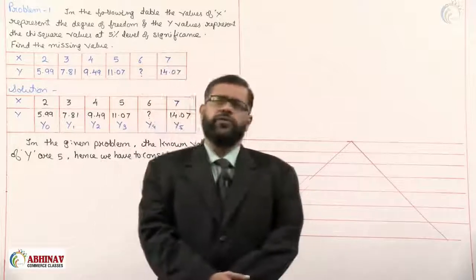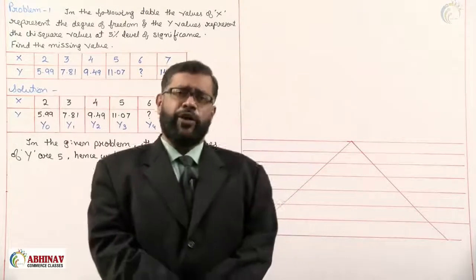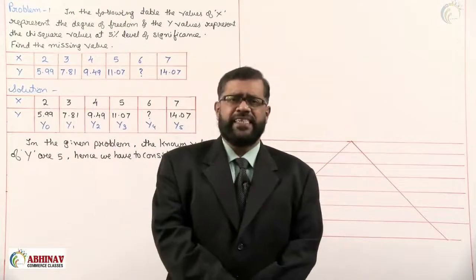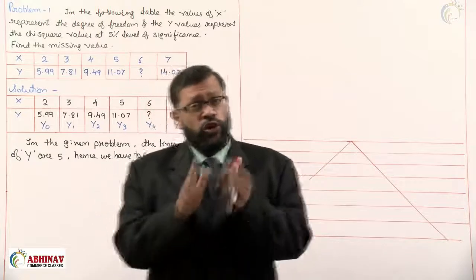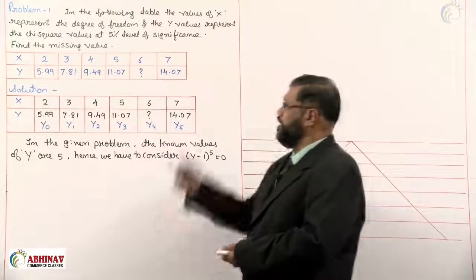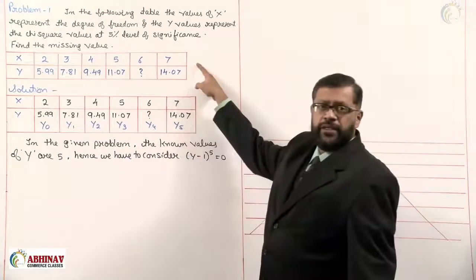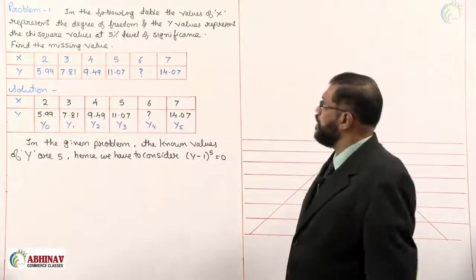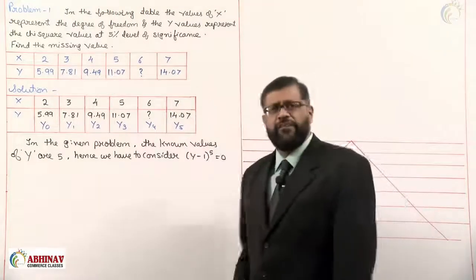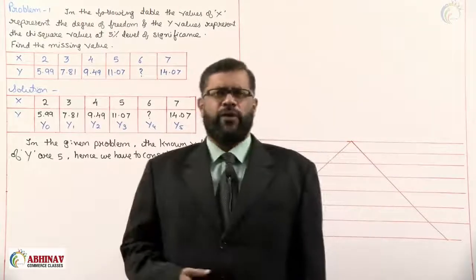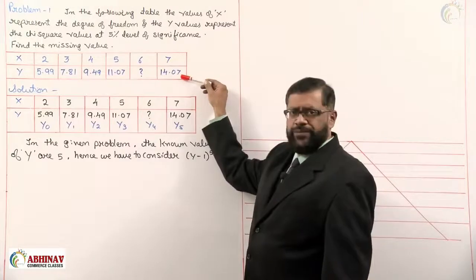In the last session, we learned what interpolation and extrapolation are and how to use the binomial expansion method using Pascal's triangle. In this session, we shall take problem number 1, first with only one missing term. In the following table, the values of x represent the degrees of freedom, 2, 3, and so on up to 7, and the y values are the chi-square values at 5% level of significance. In short, we have to find the missing value.